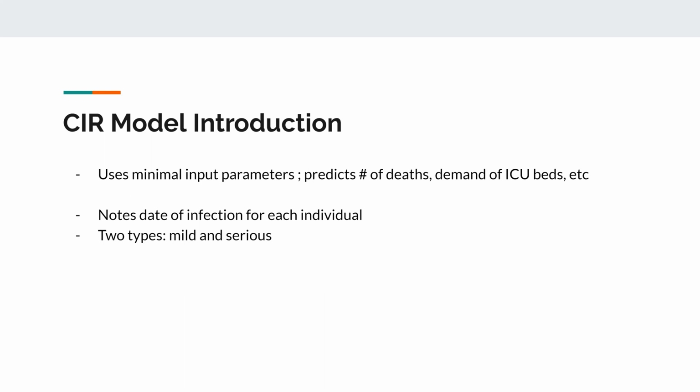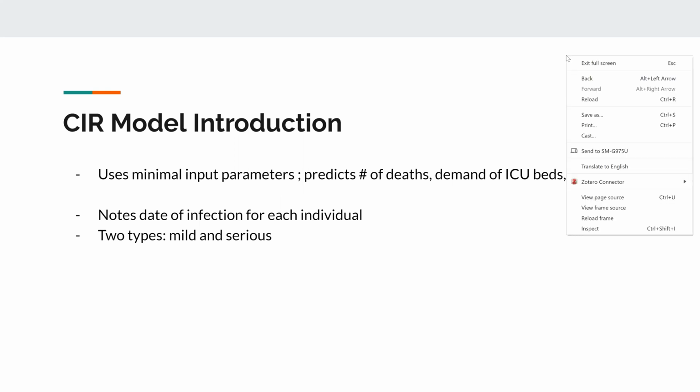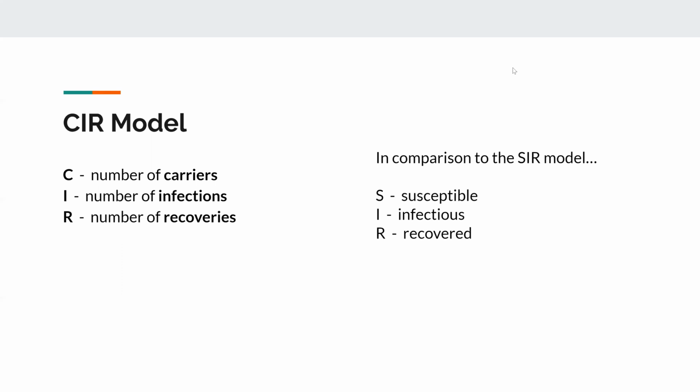This model also notes the date of infection for each individual. And there are two types. Type 1 is mild and type 2 is serious. In the CIR model, when compared to the SIR model, C stands for the number of carriers, whereas S stands for the number of susceptible, I stands for the number of infectious, and R stands for the number of recoveries in both models.